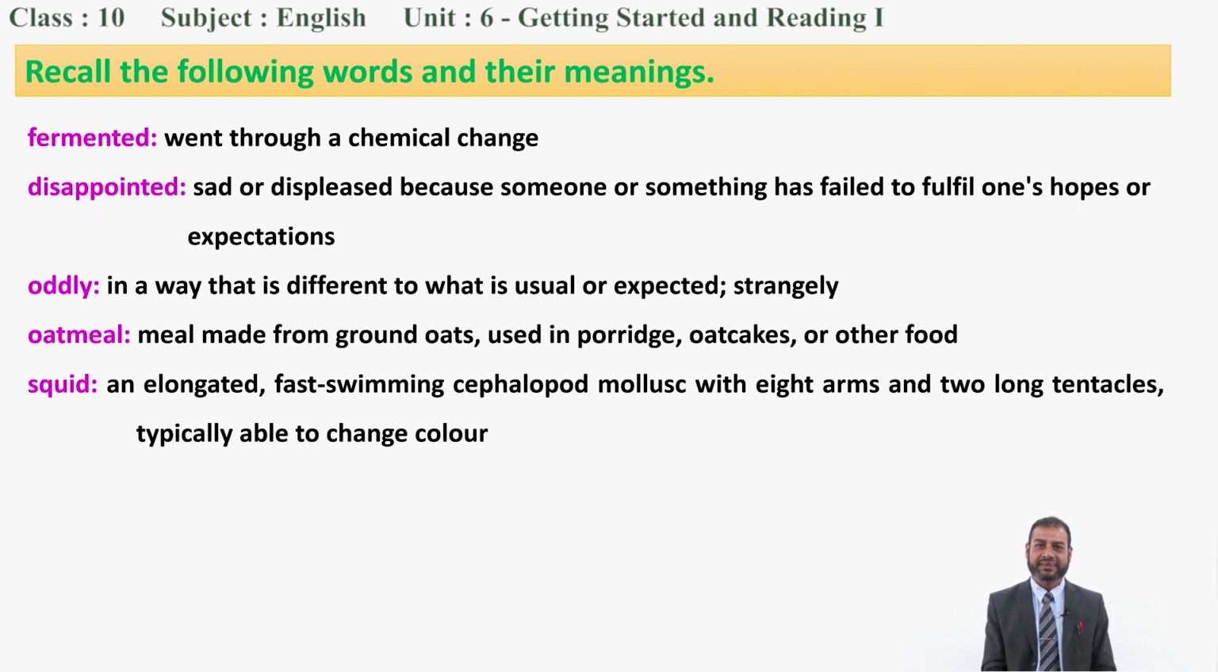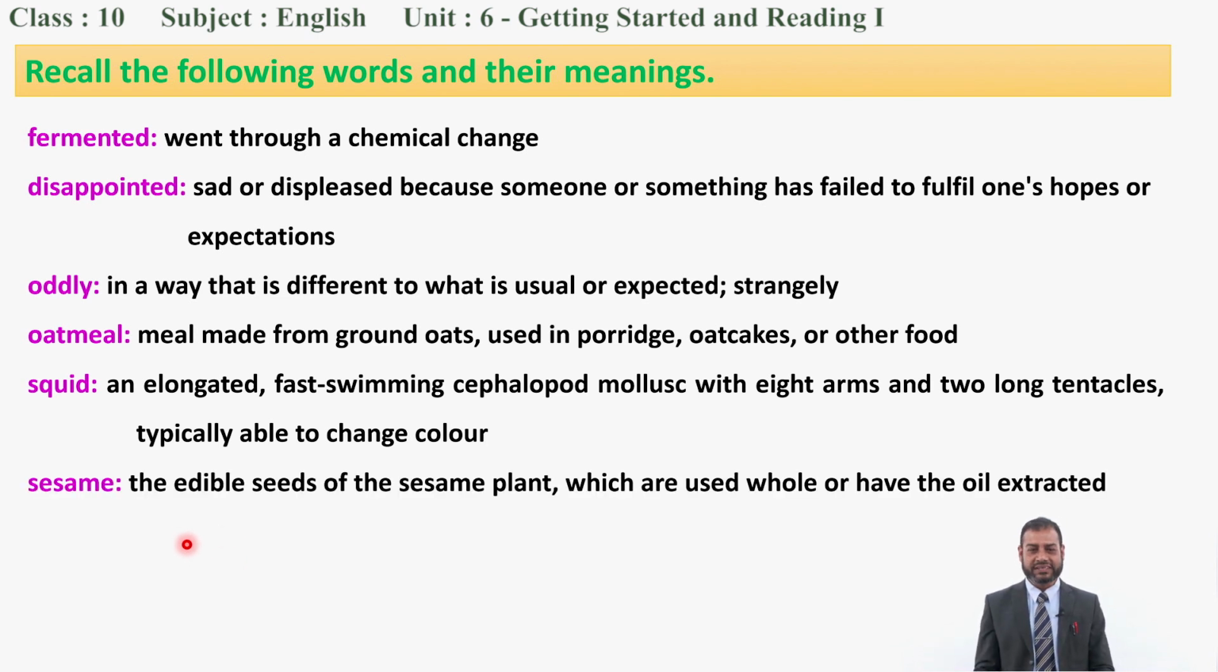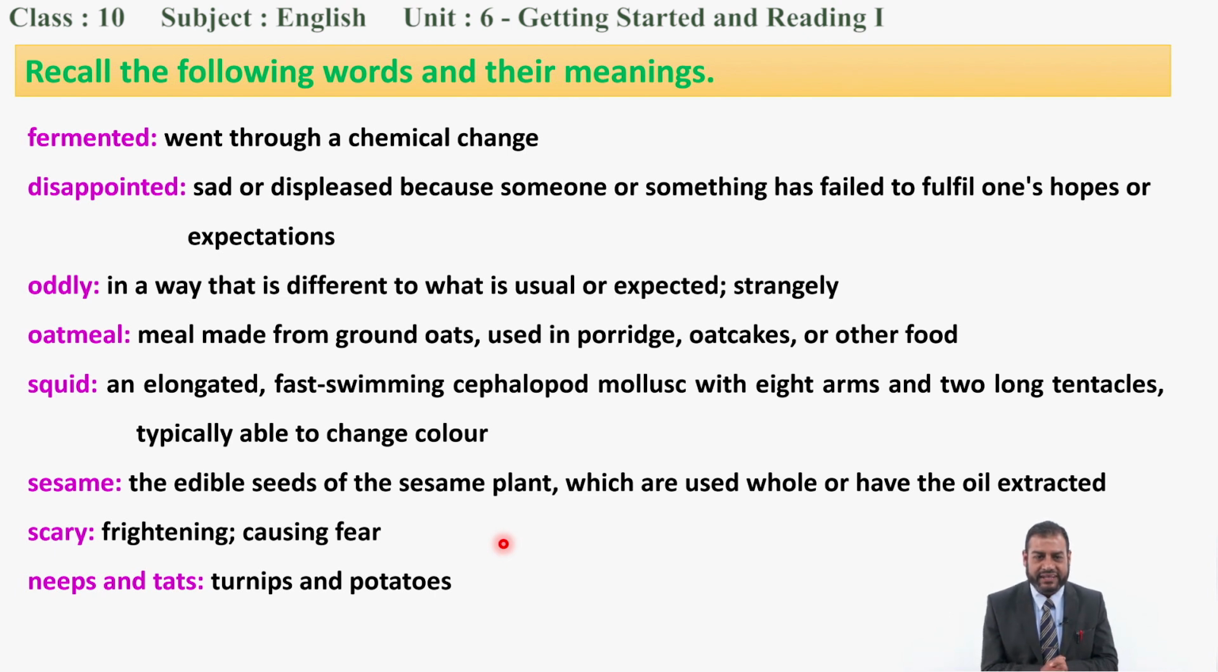Next word, what is it? Can you guess? That we discussed in our previous class. Now another word we have is, can you guess? Yes, sesame. So it means the edible seeds of the sesame plant which are used whole or have the oil extracted. And last time I showed you the picture of sesame. In Nepali, I told you, what is it? Yes, you are right. That is til, okay? Next word, dear students, what is it? Okay, scary, and it means frightening or causing fear, okay? Now again we have another one that is turnips and tarts. So what does it mean? Yes, you are right, turnips and potatoes.